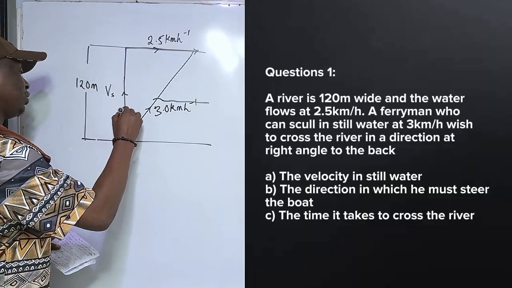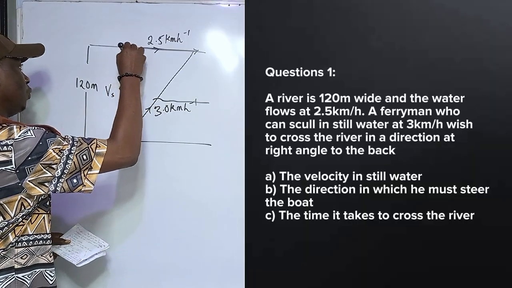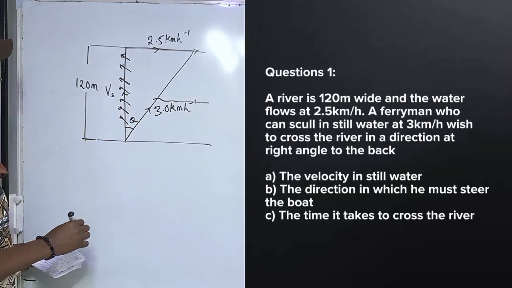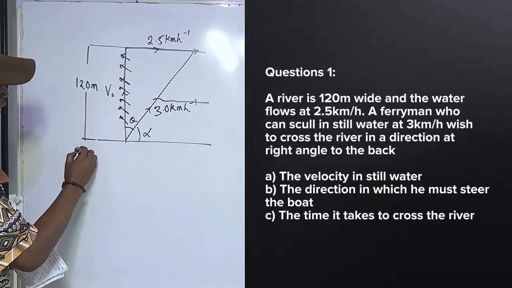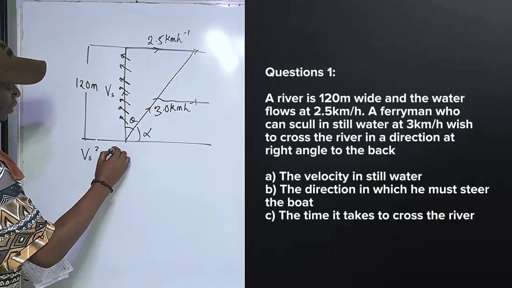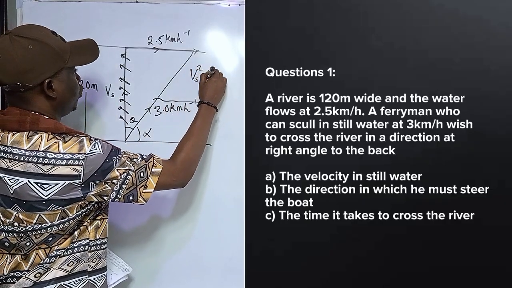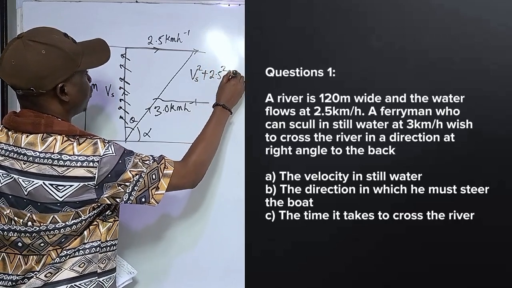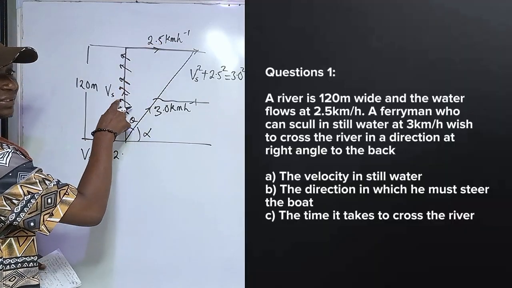This is the direction at which the ferryman will steer the head at an angle theta to the shore. This is alpha. So for us to find, velocity in still water is now equal to, square plus 2.5. Let me do it here. Equal to 2.5 plus 2.5 equal to 3.0 square. That means opposite, adjacent square.